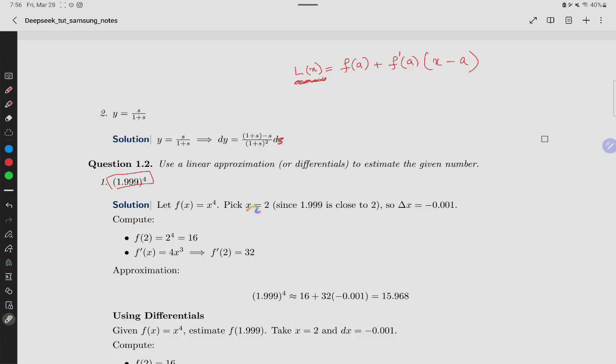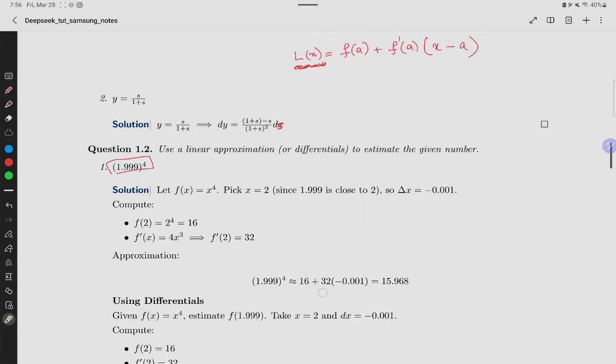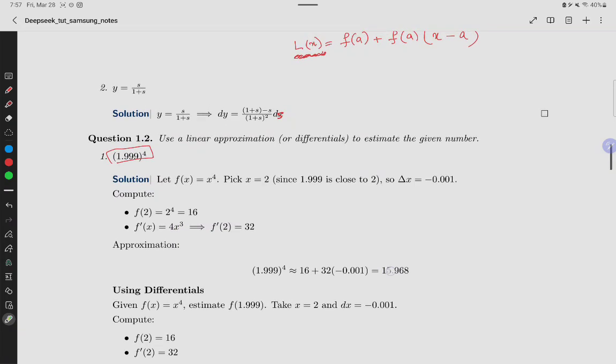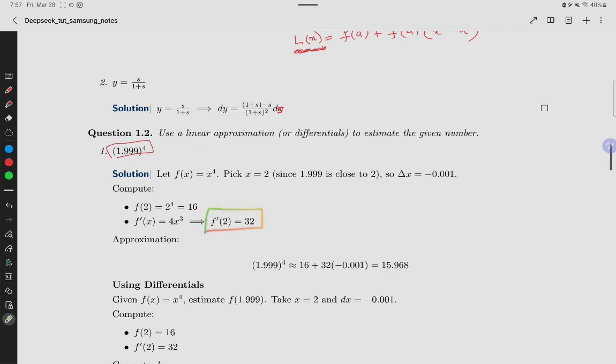So we assume x equals 2, and this gives us that change in x is minus 0.001. Now we need to compute f of 2, which is 16. Then we need to compute f prime of 2. First we take the derivative of x to the power 4, which is 4x cubed, and then f prime of 2 is 4 into 2 cubed, 4 into 8, which is 32. So f prime of 2 is 32.